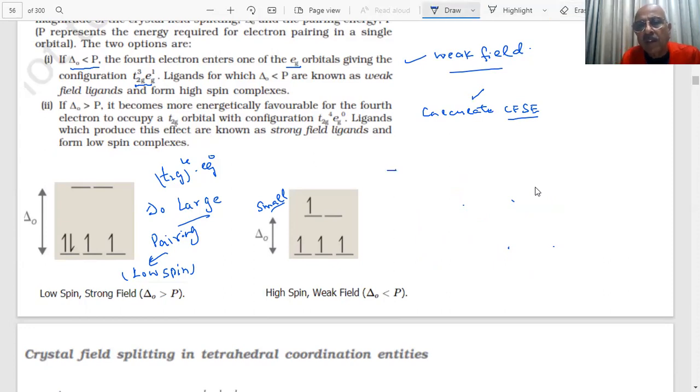Supposing I have d1, meaning only one electron. And what we told you, students, is that this value is minus 0.4 delta O, and this is plus 0.6 delta O. Crystal field splitting takes place. This is called the zero point. We have shown you this.